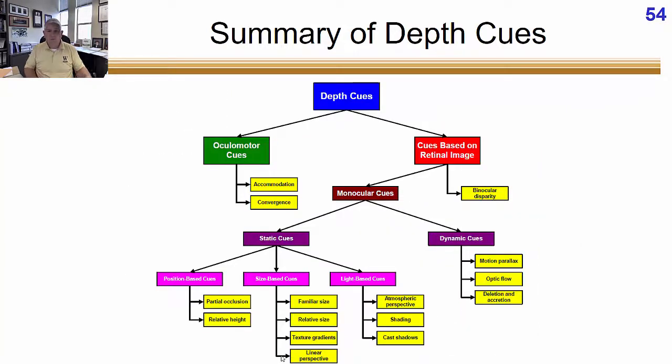Here's another table, or sort of chart, to help organize these cues for you. So all the things in yellow, those are things that you should be understanding, the cues. So we have light-based cues, size-based cues, position-based cues as static monocular cues. We have monocular cues that involve movement, like parallax and accretion and deletion. Didn't really talk too much about optic flow. We'll talk more about that next week in our upcoming lectures. And then you have your binocular disparity cues.